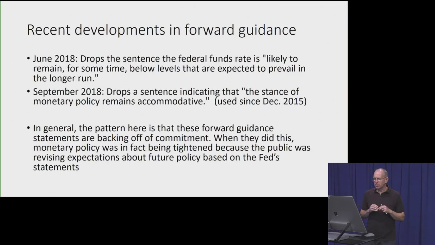So June 2018, they dropped a very important sentence, likely to remain for some time below levels that are expected to prevail in the longer run. In other words, they're dropping the idea that the federal funds rate is going to be below its normal long-run value. And then in September 2018, they dropped the stance of monetary policy remains accommodative, suggesting that policy no longer is particularly helpful in raising aggregate demand.